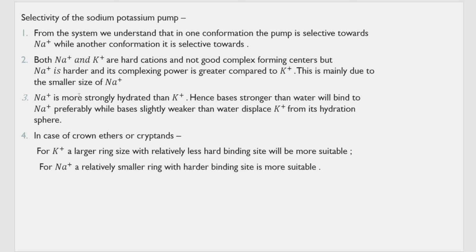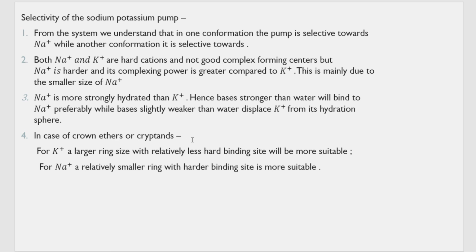Next, Na plus is more strongly hydrated than K plus, meaning its hydration energy is much more than K plus. So bases that are stronger than water will bind to Na plus preferably rather than to K plus. What is the reason? Because Na plus has high hydration energy, or is strongly hydrated. Whereas if there is a base that is weaker than water, what happens? It will prefer to bind to K plus compared to Na plus.